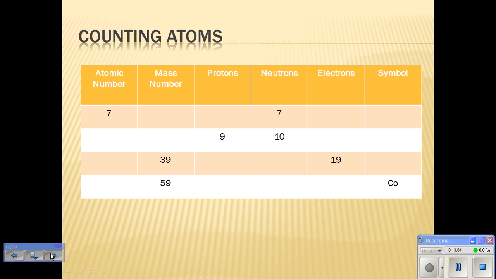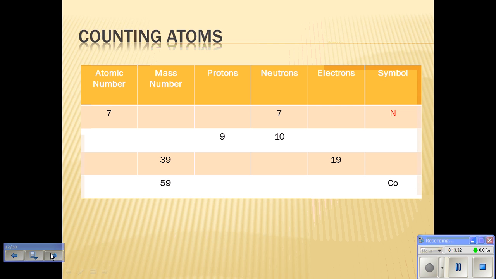So if I look at this chart, I can determine how many protons, neutrons, electrons, what the mass number is, what the atomic number is, and what the symbol of the element is, all from knowing just a couple of things. If I know the atomic number is 7, I can look at the periodic table. Element number 7 is nitrogen.